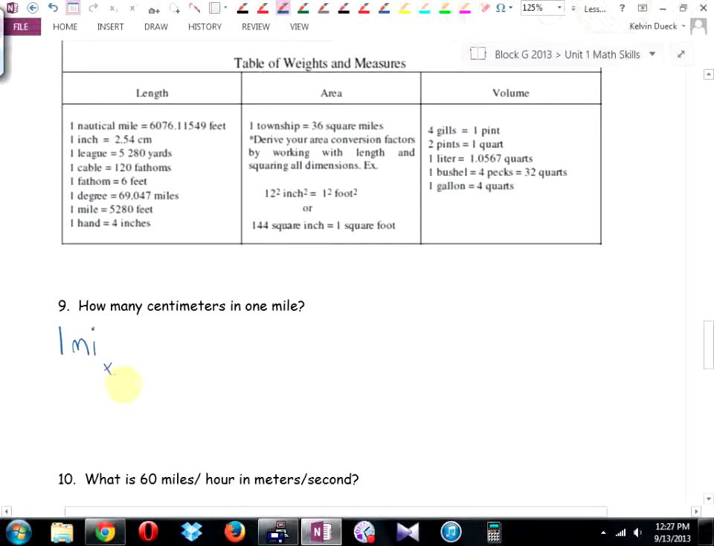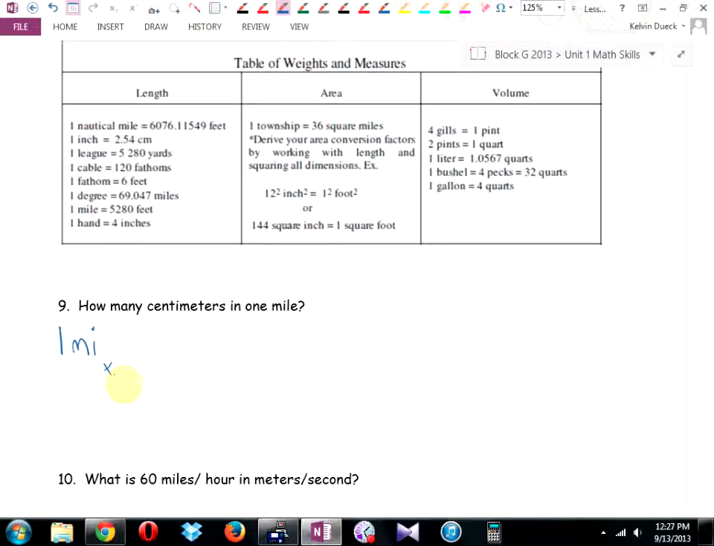Is there a conversion factor somewhere in this chart that relates miles to centimeters? Everybody say no. No. What can I change miles into? We're going to hopscotch our way, and Kyle, we're not going to panic. We're going to keep our eyes open and see what shows up. What can I change miles into here?